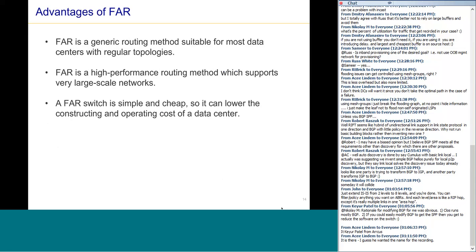Next one, please. So the advantages: it's a generic routing method and suitable for data centers, but the only criterion is that we are currently focusing on regular topology. It's a high performance routing method which supports very large scale networks. In the draft, if you look at section 9, we have the simulation results with certain use cases. The first switch is also simple and cheap, so it can lower the construction and operation costs for data centers. That's one of the objectives.